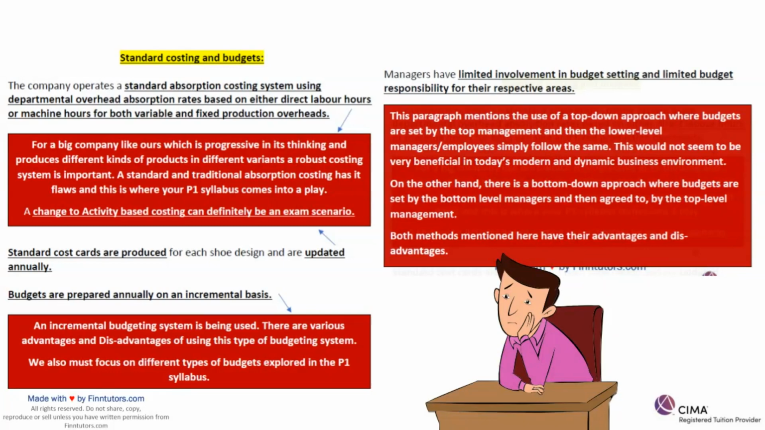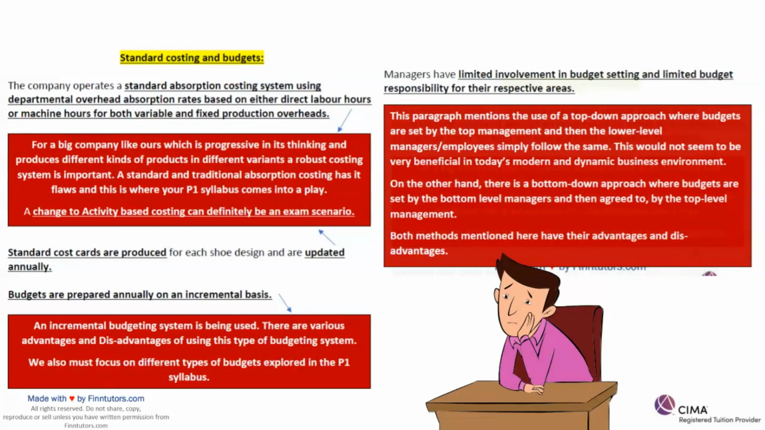So for a big company like ours, which is progressive in its thinking and produces different kinds of products in different variants, very many different variants is what we have, right? A robust costing system is very important. A standard and traditional absorption costing system has its flaws, and this is where your P1 syllabus comes into play. A change to activity based costing can be a very realistic exam scenario, and that is why you must clearly know costing methods.